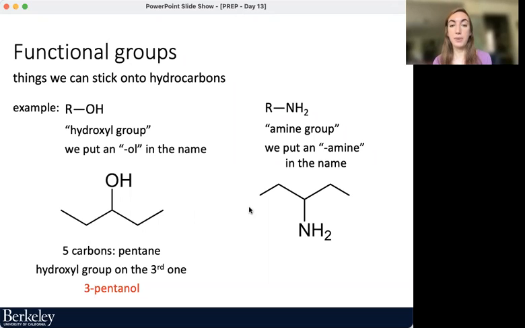Okay, so this has 5 carbons, just like before. So it's pentane. It has an amine group on the 3rd one. And so I'm going to call it 3-pentanamine. So pentanol was with the alcohol. We keep the pentan, P-E-N-T-A-N, to indicate that we have 5 carbons. And then we add that amine on the end. So this is 3-pentanamine. Any questions on what I'm doing here?